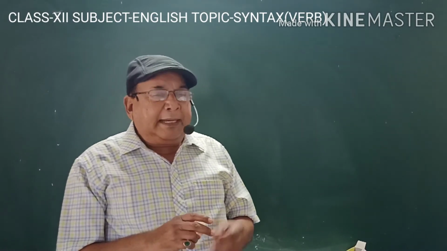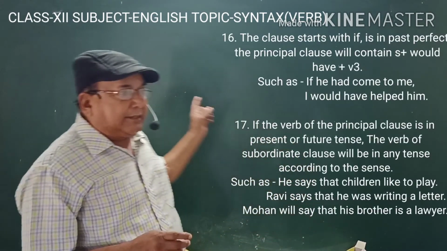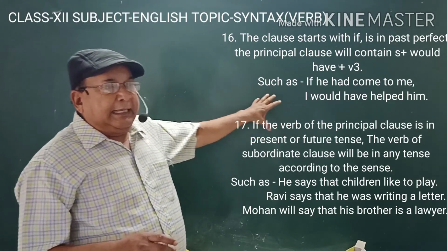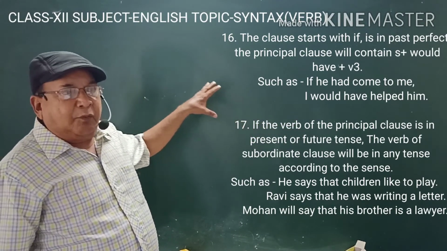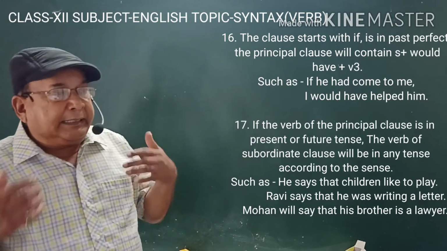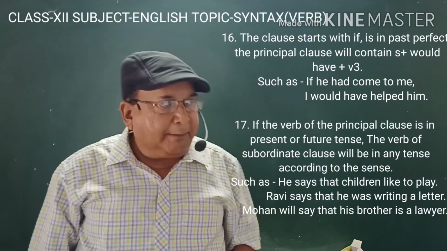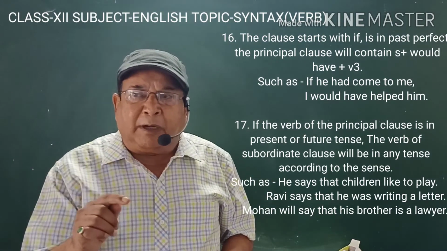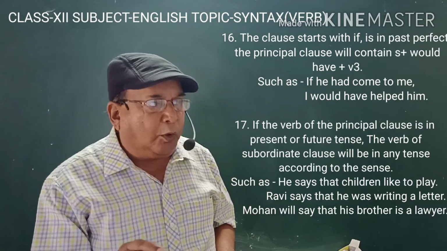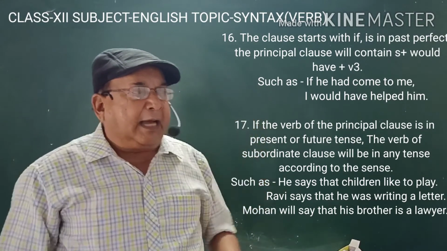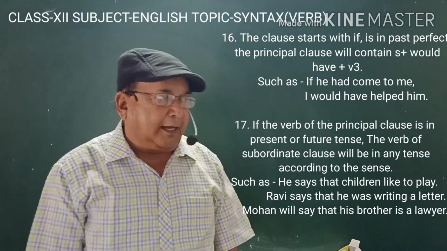Now come to another point. The clause starts with if. If it is in past perfect tense, the principal clause will contain subject plus would have plus the third form of the verb. For example, if he had come to me, then a comma will be used for the Hindi word "to", I would have helped him. यदि वो मेरे पास आता तो मैं उसकी मदद करता.